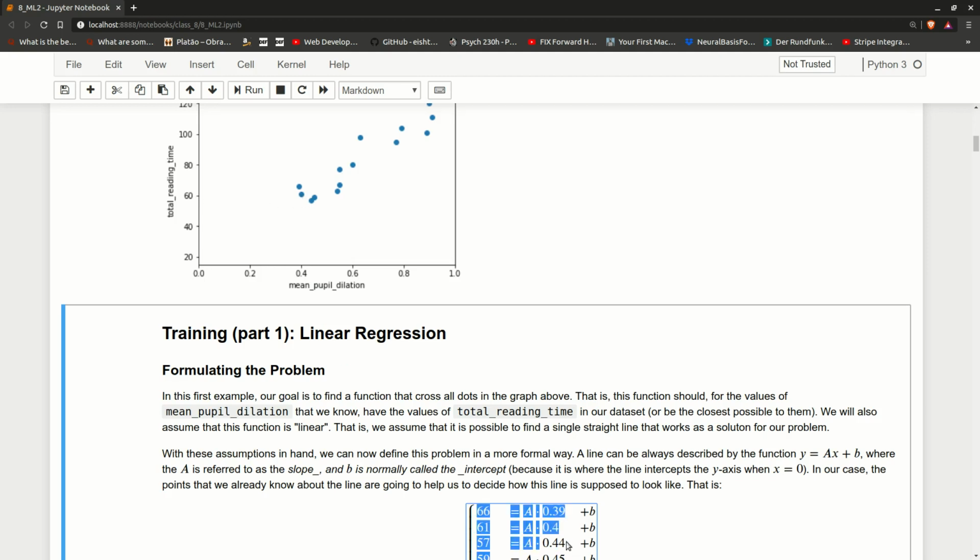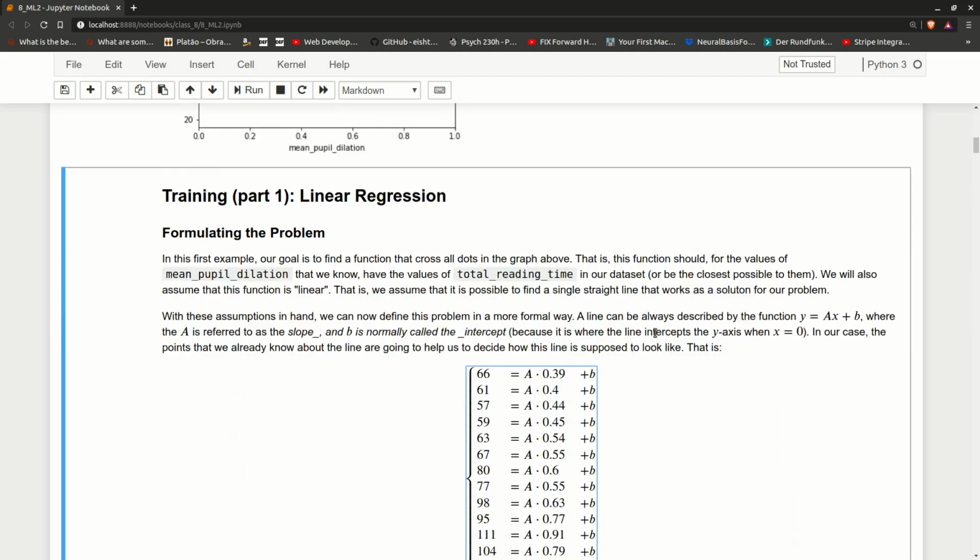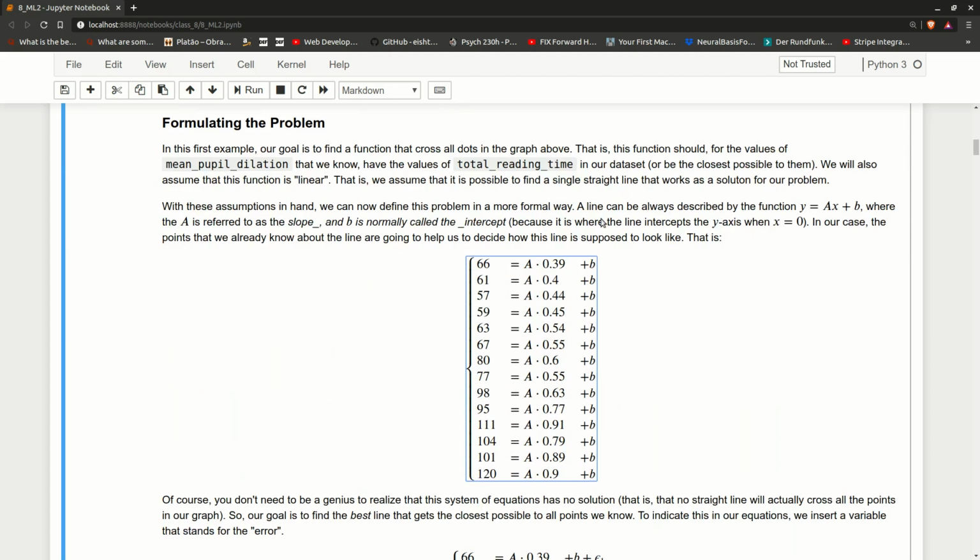When x equals 0.44, which is, I guess, this one, or this one maybe. When x equals 0.44, then y equals 57. And this way you go. So you can put this all into a system of equations.